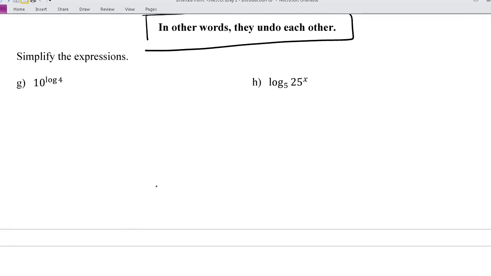So we want to simplify each expression. So for part G, there's no base here, so we know that it has to be 10. So I'm just going to rewrite it as 10 raised to the log base 10 of 4. And we know that this base of 10 and that log with a base of 10 cancel each other out. They're inverses. So this is going to equal 4.